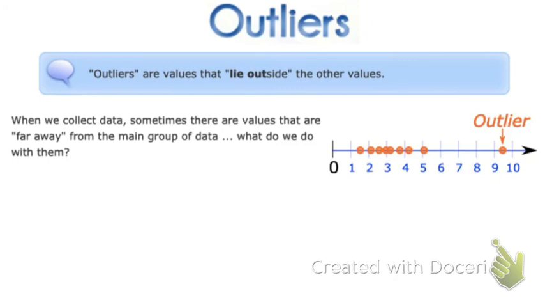Same idea. So when we collect data, sometimes there's values that are far away from the main group of data. So we have to ask the question, well, what do we do with them? So we see here this number line. All these data values are here, and then we have one clear outlier between 9 and 10. That's our outlier.